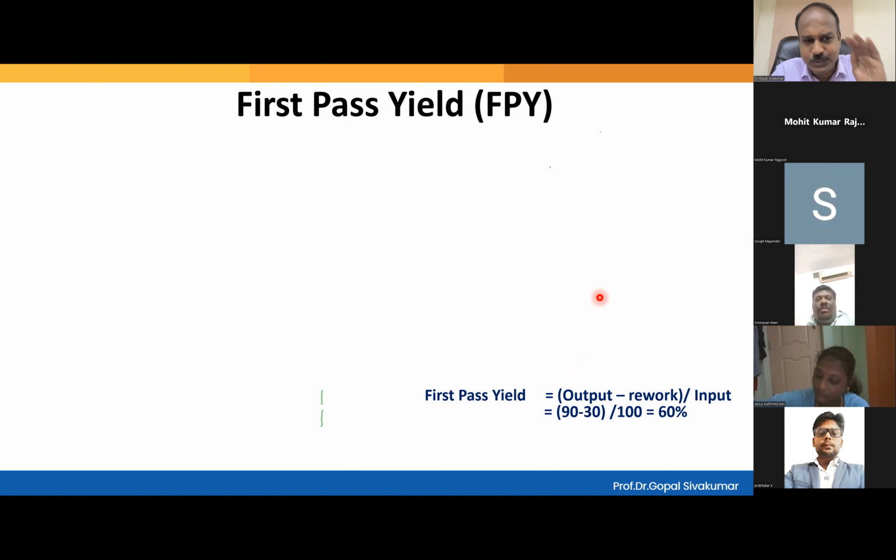Now, what is your actual yield in the first attempt? First attempt yield is how much? 60%. How much percentage of the participants passed the exam in the first attempt? My question is different now. Which is important to understand the quality of the training? The yield or traditional yield? Which is better? First pass yield.